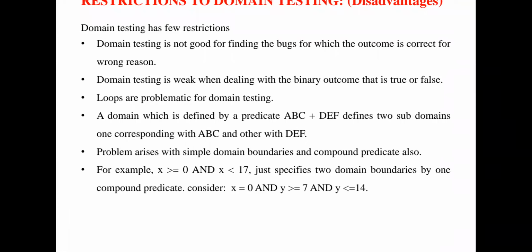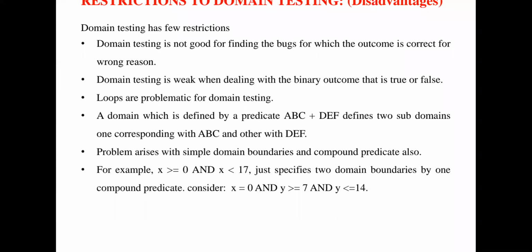Next, domain testing becomes weak when you are performing on binary outcomes. Binary outcomes are nothing but those which have two values, 0 or 1, true or false. These are the binary values. When performing domain testing on binary values, it performs very weakly compared to normal values. Also, the representation of loops in domain testing is problematic. The loops are also problematic for domain testing.